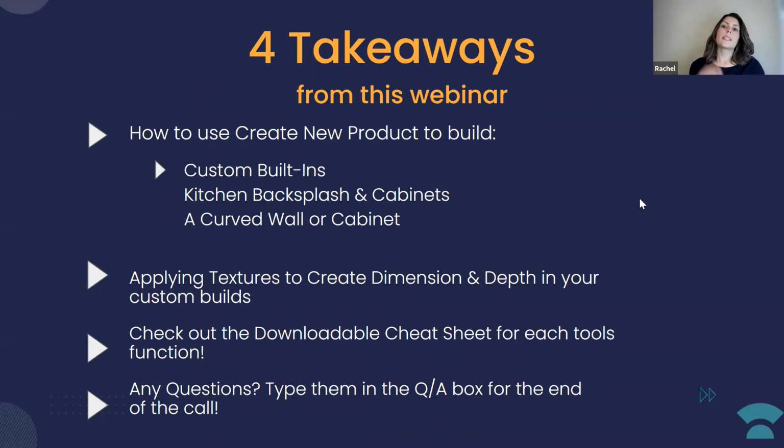Okay, so the takeaways from this webinar: we're going to go into Create New Product right away, and I'm going to show you how to build a few different things. This is by no means the complete list of what you can do with this tool, but it'll show you a good sampling of the tools and how they're used. So we're going to go into custom built-ins. I'm going to show you how to create a kitchen backsplash that cuts around, say, a window or a hood above a range, different things like that. How to use the tool to create custom kitchen cabinetry, and then also how to create curved items like a curved wall or a cabinet.